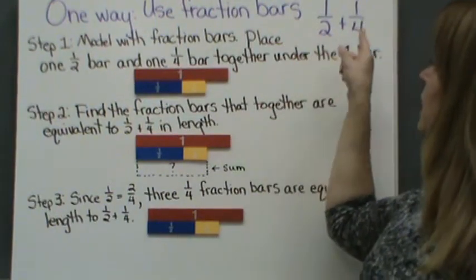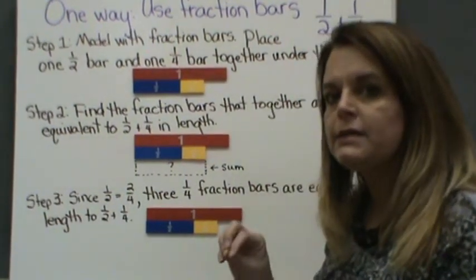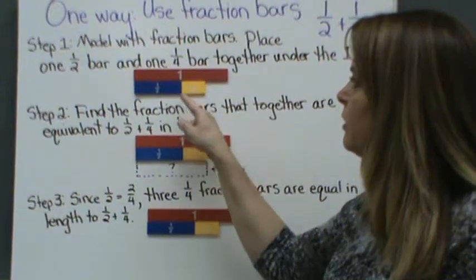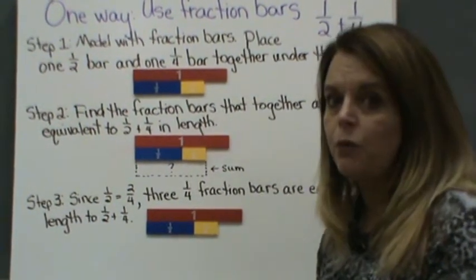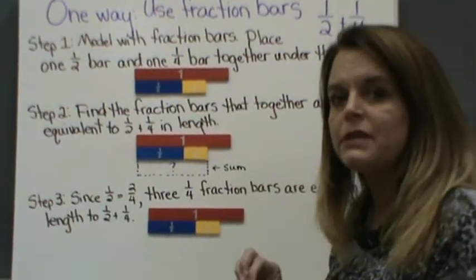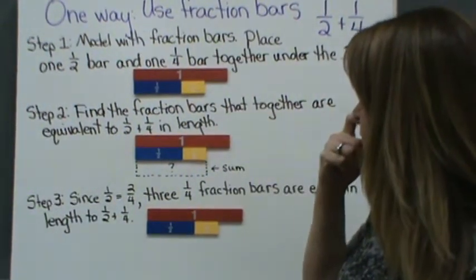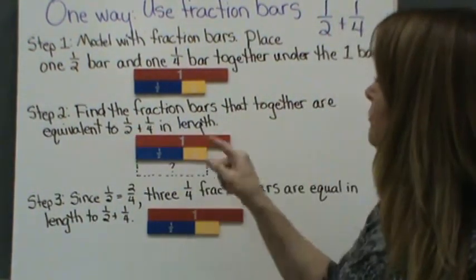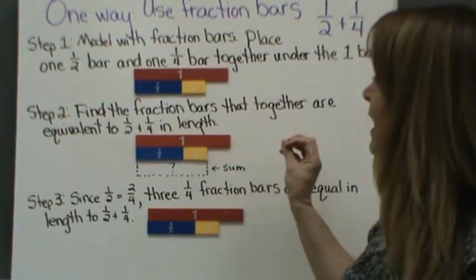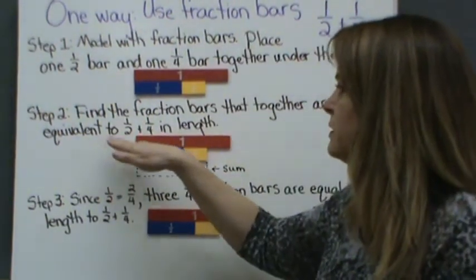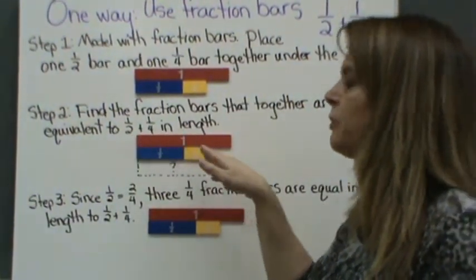So from this 1/2 plus 1/4, I can immediately see that the sum of these two numbers is going to be less than 1 because it doesn't go all the way to the end of the red bar. Step 2, find the fraction bars that together are equivalent to 1/2 plus 1/4 in length.